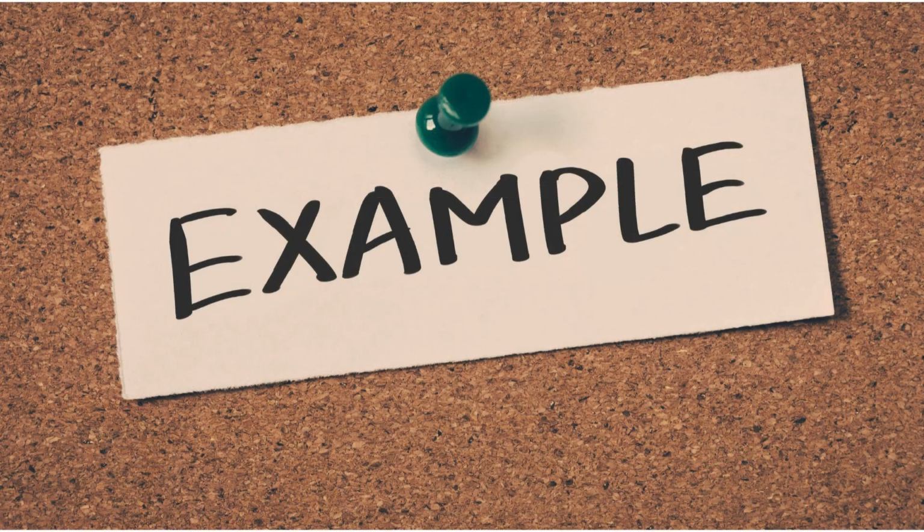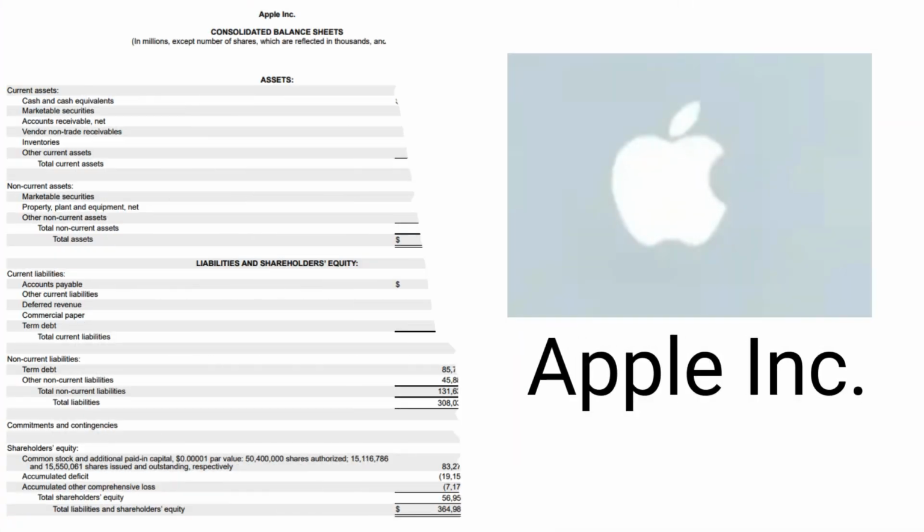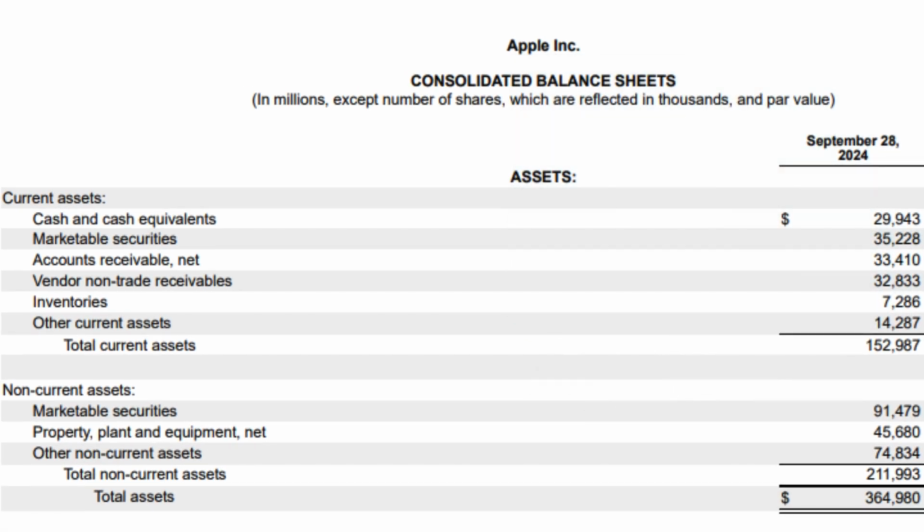Let's look at a real example. Here's the balance sheet of Apple. Let's zoom in. We note that the data is a snapshot as of September 2024. The numbers are in millions. We are looking at the assets section of the balance sheet. Apple has total assets worth a whopping $364.9 billion. The assets include items like cash, inventory, property, equipment, etc.